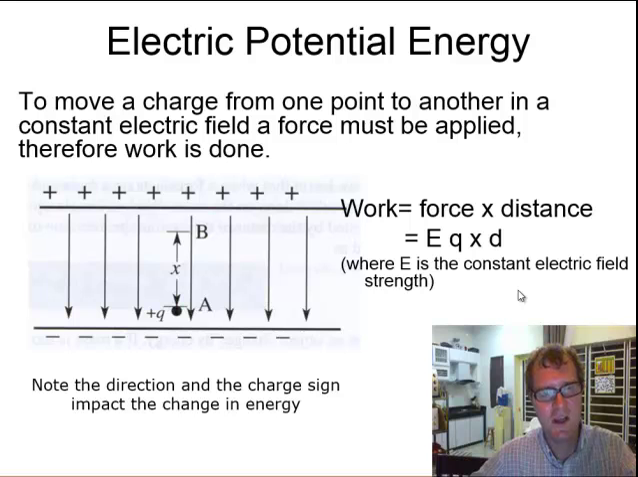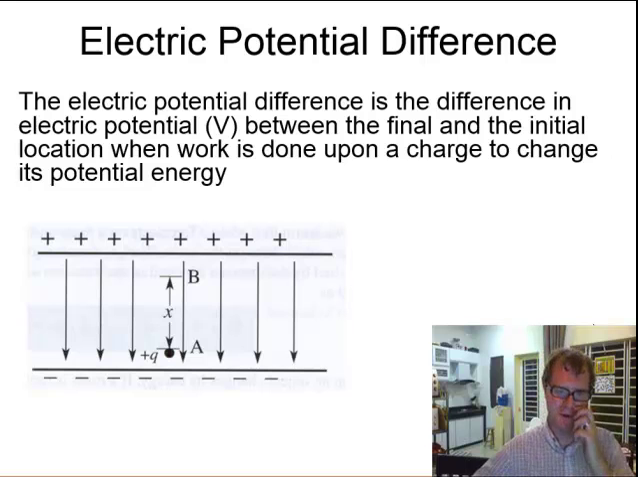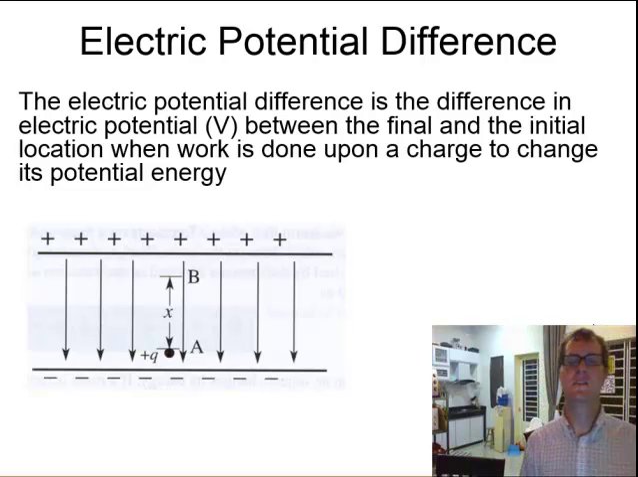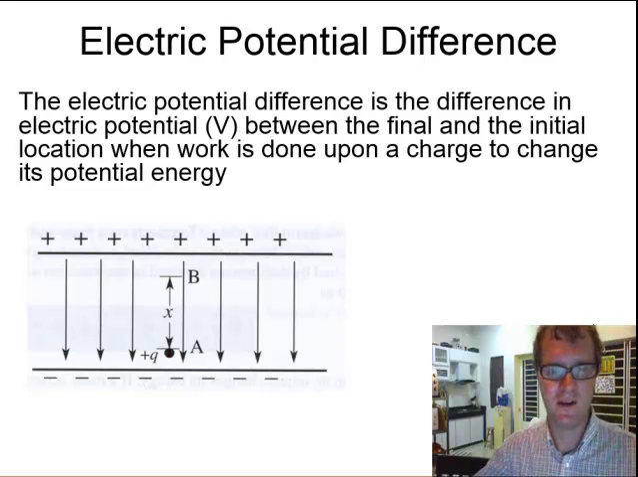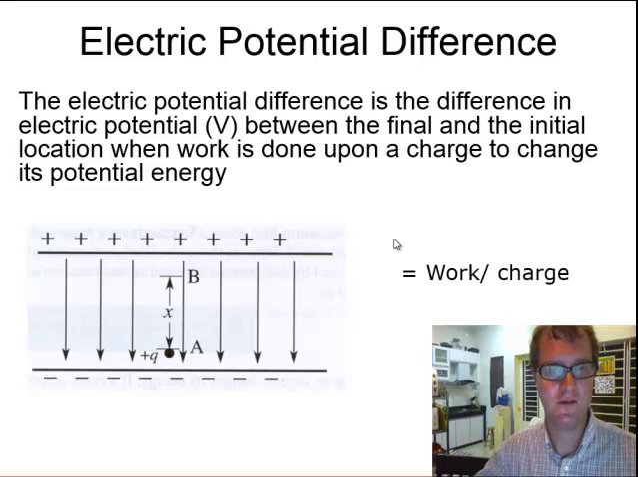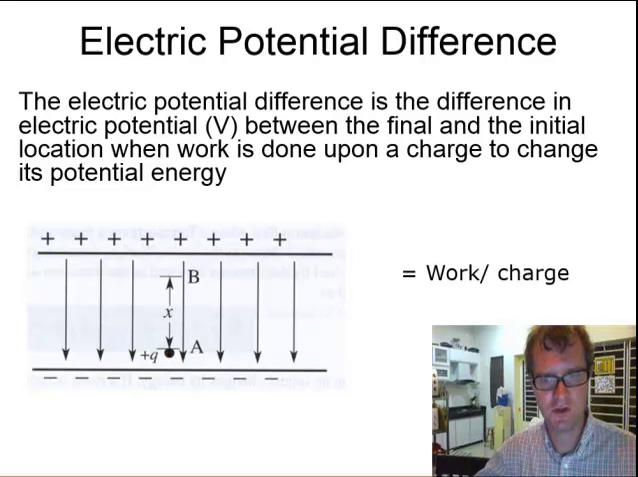That's the energy side. Now, potential difference, as we know, is the amount of energy per unit coulomb. Let's talk about this in a little more detail. Electric potential difference is the difference in electric potential between the final and initial location when work is done upon a charge to change its potential energy. So if potential difference is the amount of energy per unit charge, then it is the work done divided by charge.